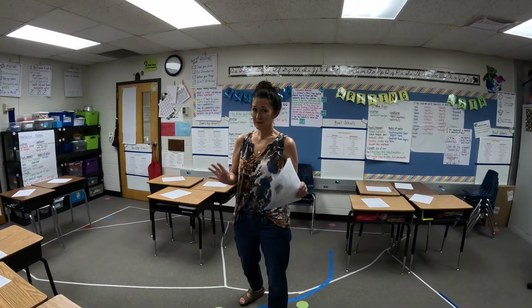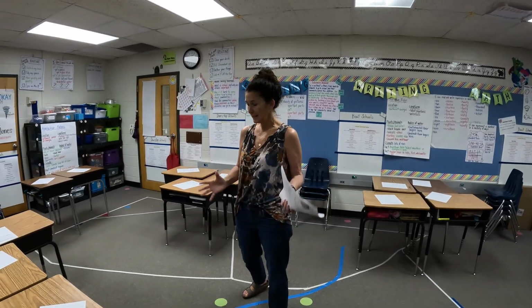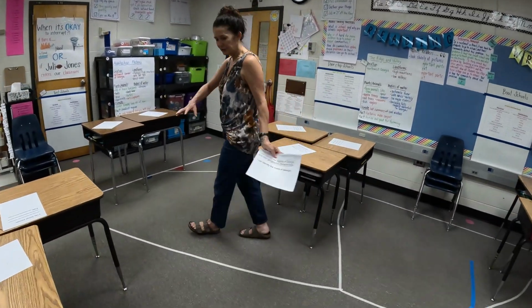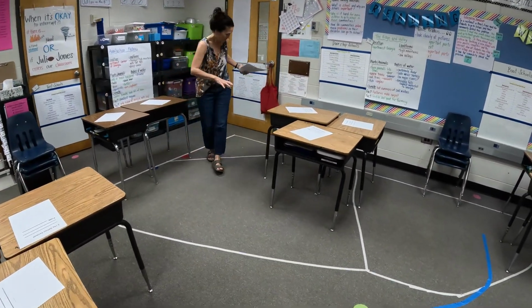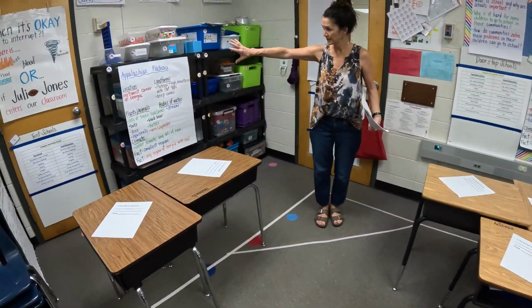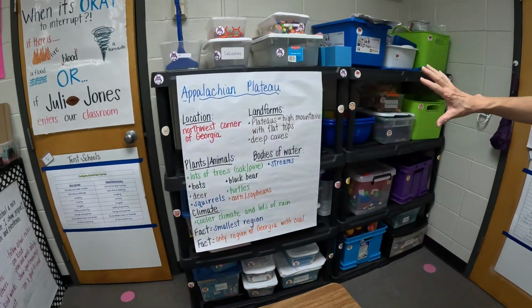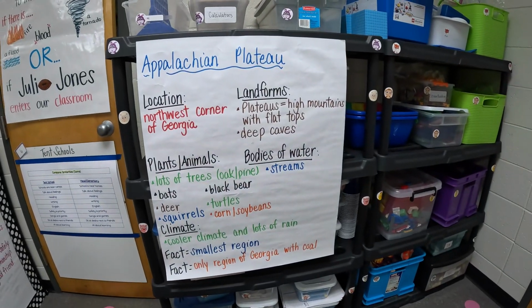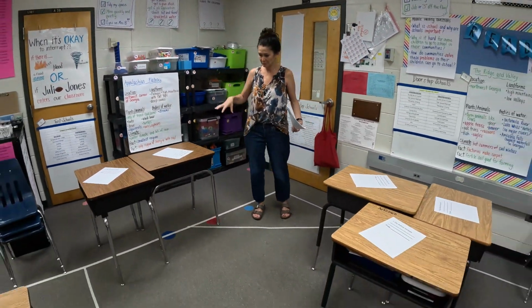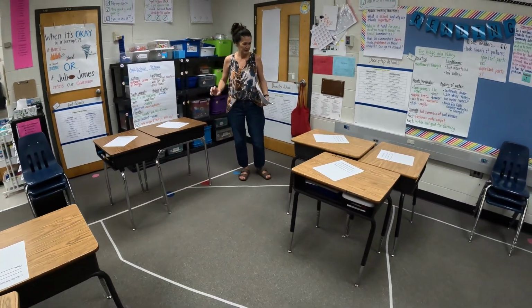So this year I'm trying something new to get all my social studies in. First, I did a masking tape outline of the five regions of Georgia. So we've got our Appalachian Plateau right here, and made an anchor chart with all the facts that go with the Appalachian Plateau. And then moved two of my students into the Appalachian Plateau. Since it's the smallest region, it has the smallest number of kids. Right now it's shifted to the side.